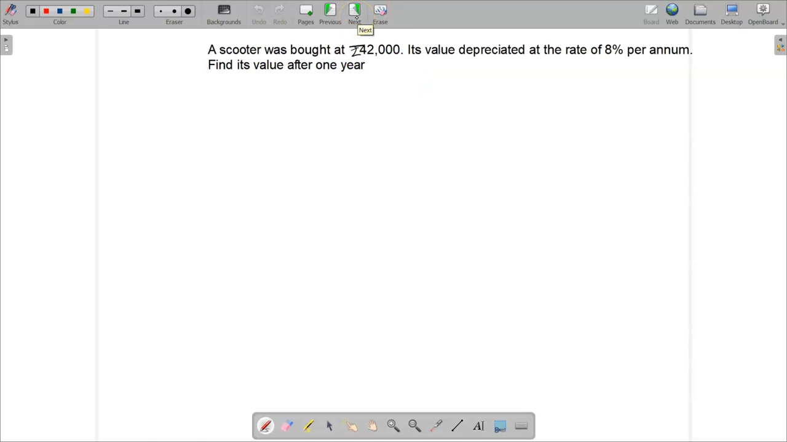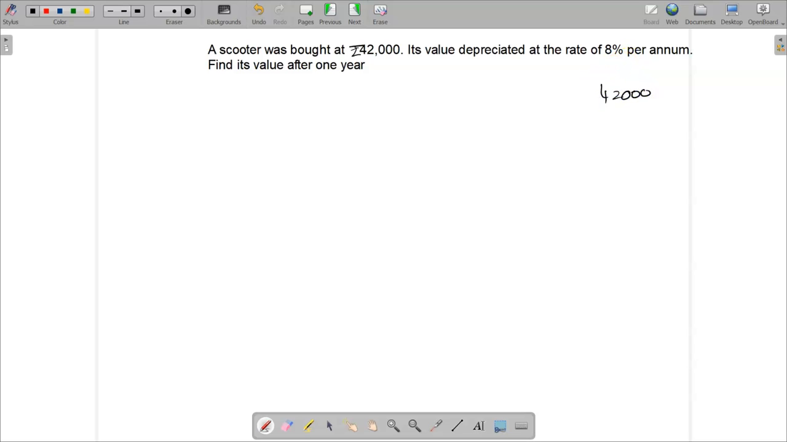The question is, a scooter was bought at rupees 42,000. Its value depreciated at the rate of 8% per annum. Find its value after 1 year. So actually the starting price of the scooter was 42,000.